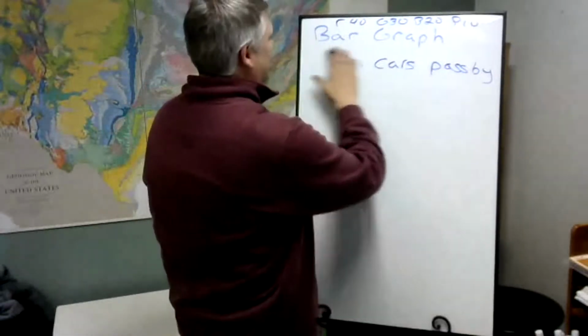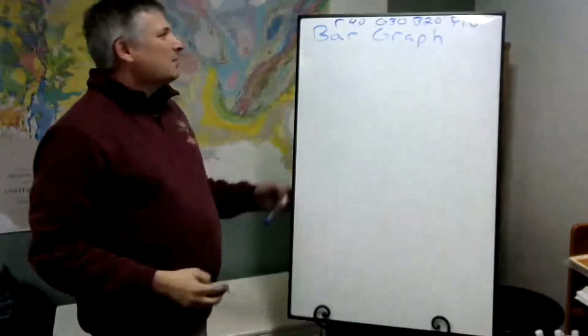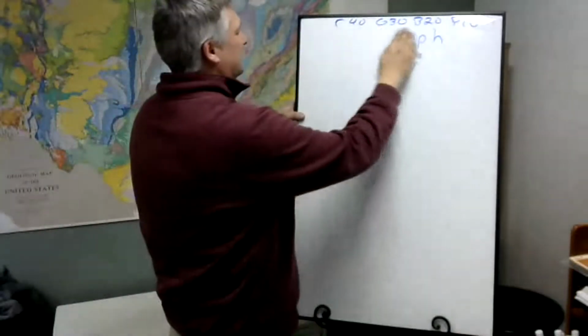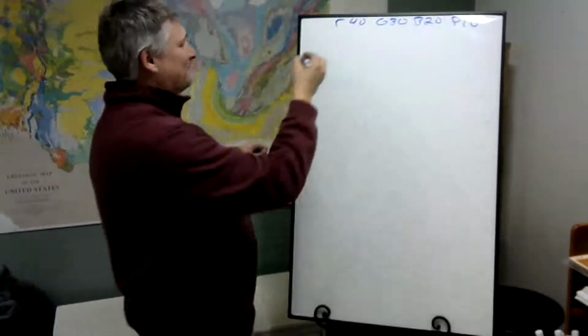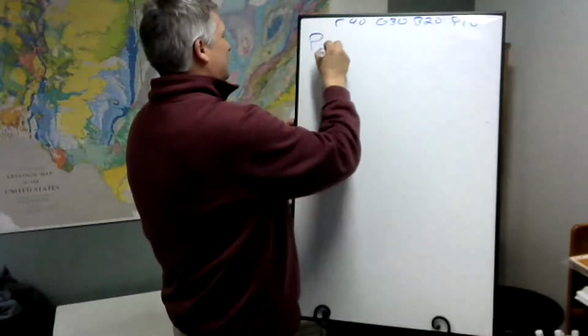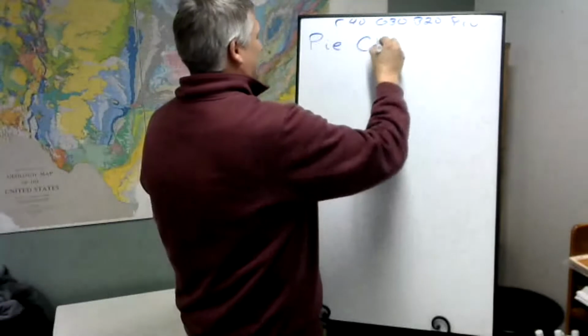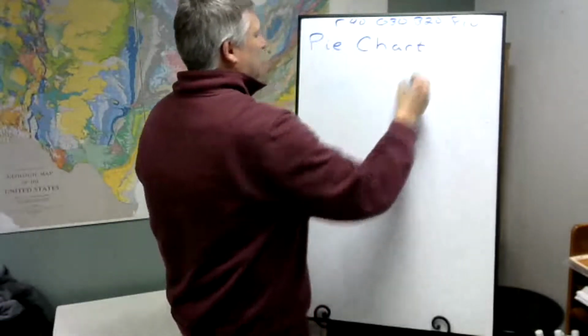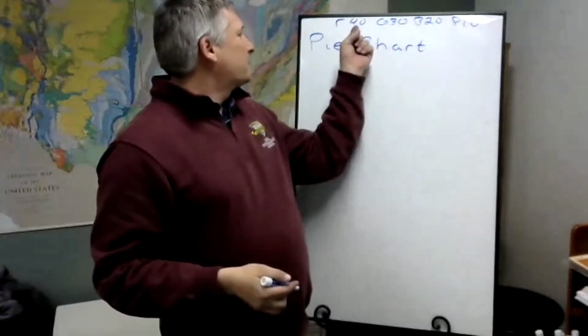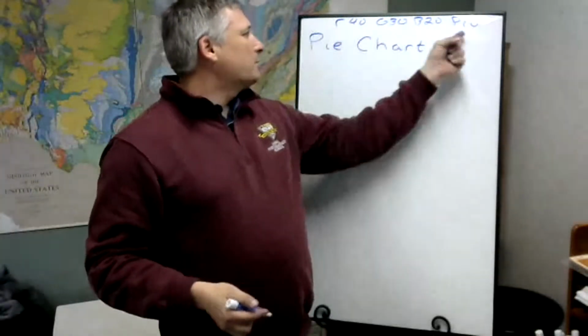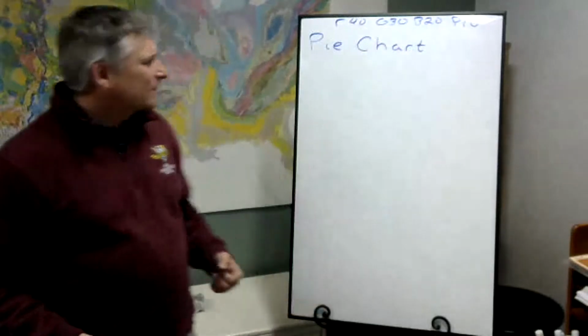Now, another way of expressing this data is through something called a pie chart. So I'm going to use the same data. Let's say we saw 100 cars, 40 were red, 30 were green, 20 were blue, and 10 were purple.